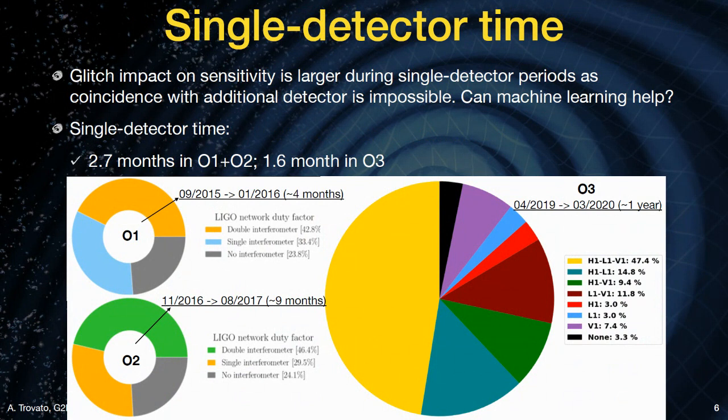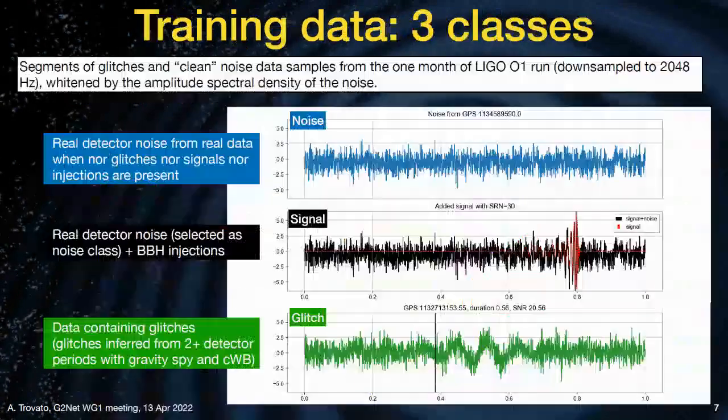So this work started with this question: can machine learning help in this specific case? I checked the amount of time in which one, two or three detectors were operating as a single detector, so without a partner. And this is not a negligible amount of time: almost 3 months in O1 plus O2 and a bit more than 1 month in O3. So focusing on this period could be useful.